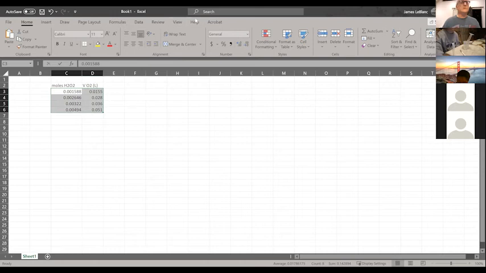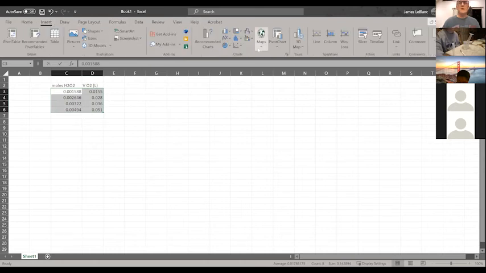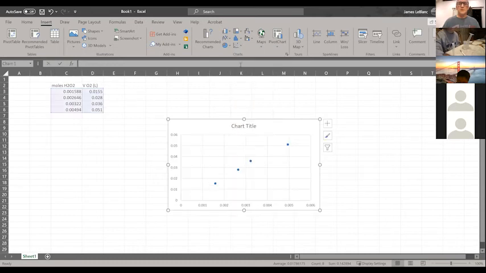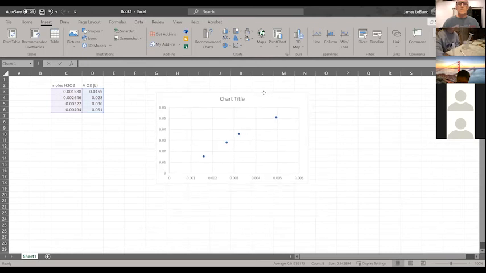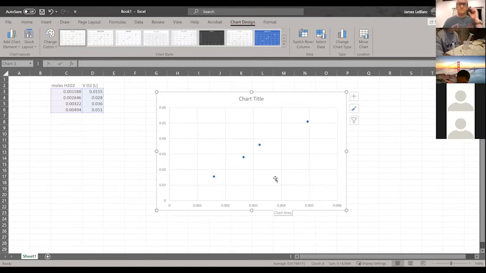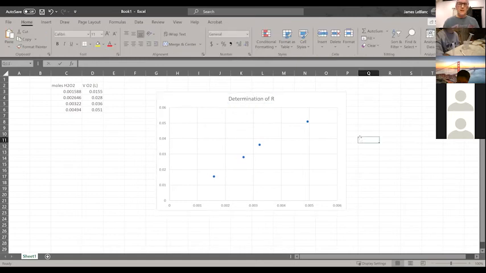So insert chart. I want a scatter plot. Oh, looks pretty good, actually. Looks like a fairly straight line. So call it determination of R. And it looks like it pretty much goes through 0 too, which is good. So your plot should go through 0.